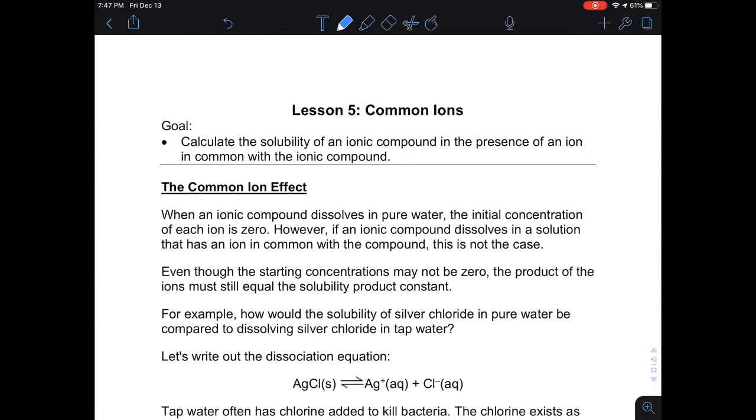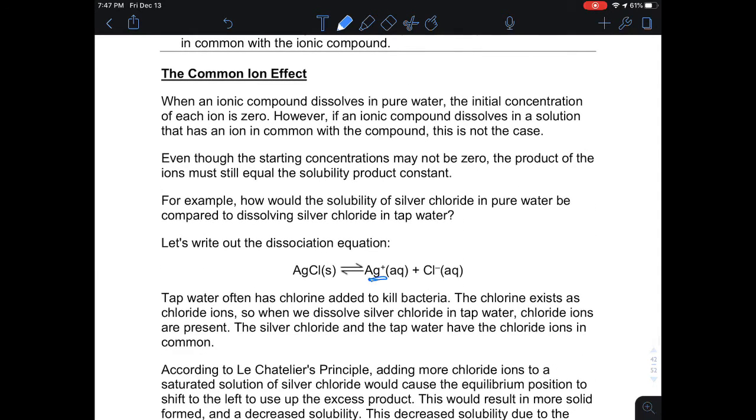All right, everybody, this is the last lesson for this unit, Lesson 5, Common Ions. Here we're going to see the Le Chatelier principle come into effect. So thinking back to when we did Le Chatelier in the equilibrium unit, if you add excess of a chemical in an equilibrium, then the chemical equation will shift.